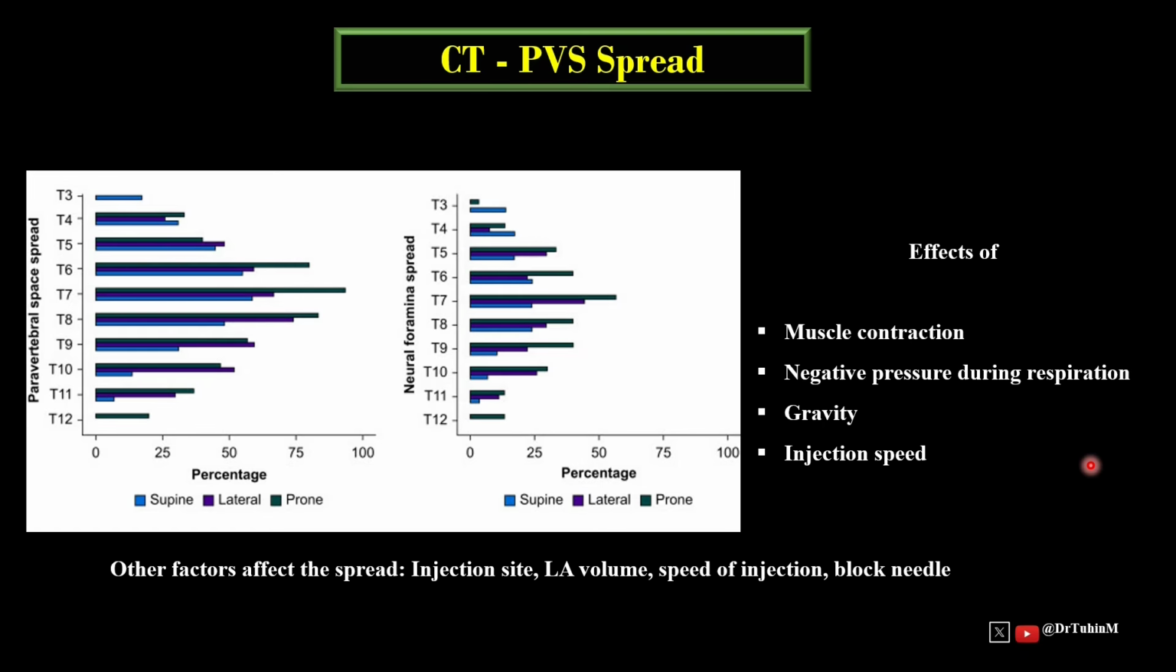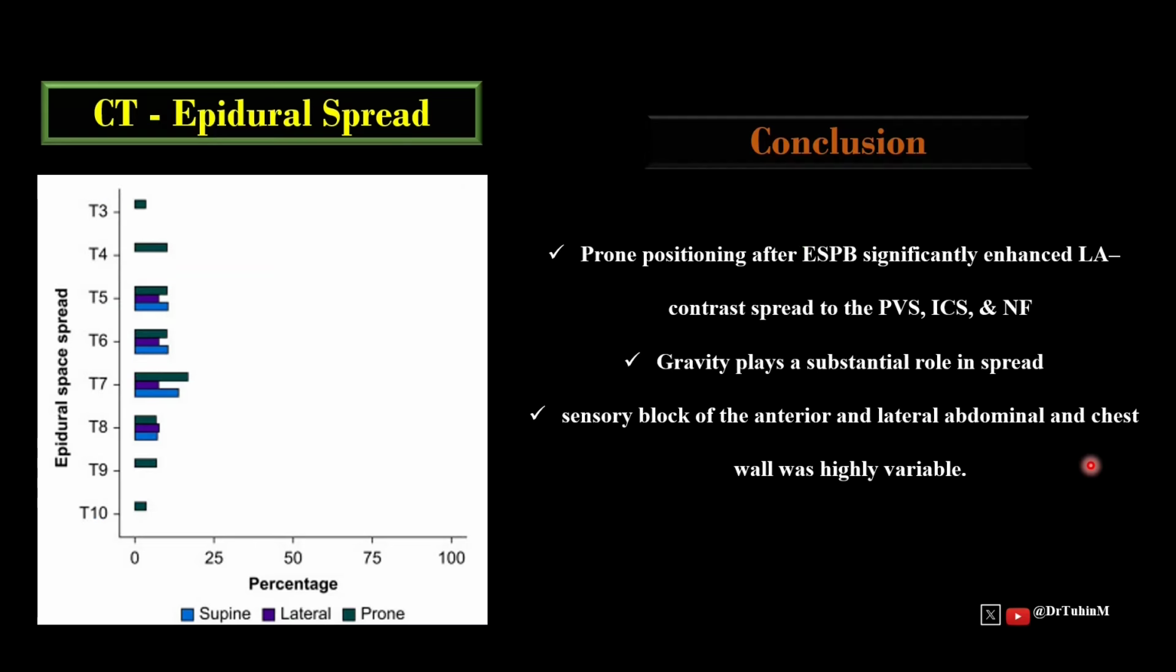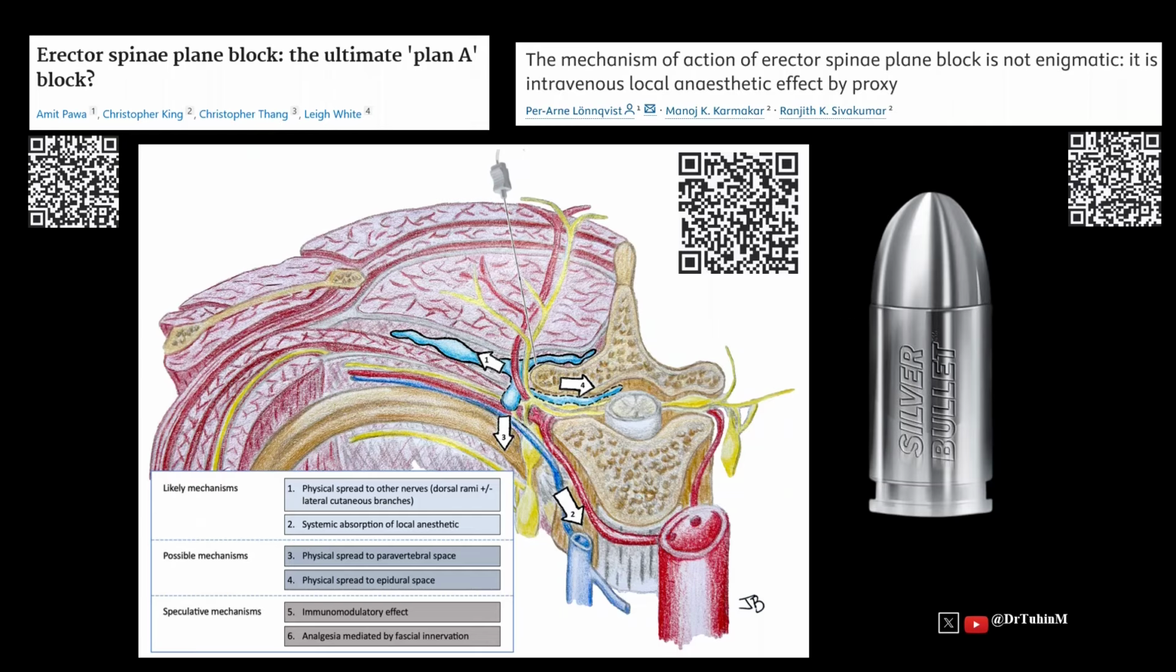The authors concluded that prone positioning after erector spinae plane block significantly enhanced the local anesthetic spread. Gravity plays a substantial role, and sensory block of the anterior and lateral abdominal wall and chest wall was again highly variable. So, erector spinae plane block is not a silver bullet. We need to understand that every block has its own place.